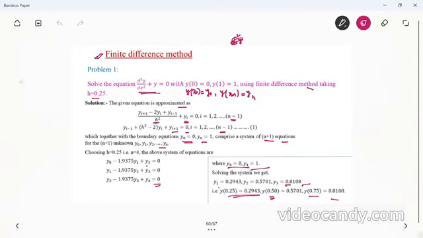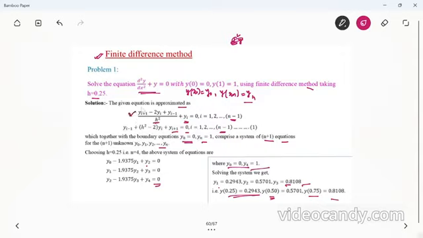So this is the finite difference method. We solve this differential equation. Solve the differential equation using the finite difference method, taking h equals this. So y of x0 equals y0, y of xn equals yn. The given equation is approximated by the expression with yi plus 1 minus 2yi plus yi minus 1 over h square equals 0. So this is the formula.